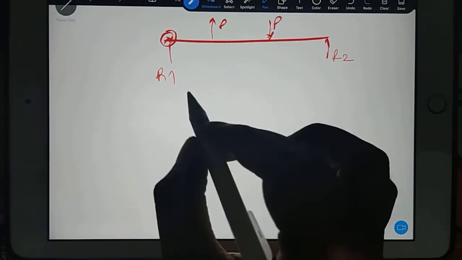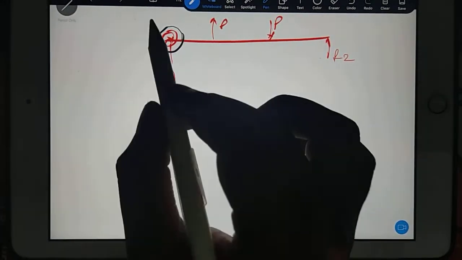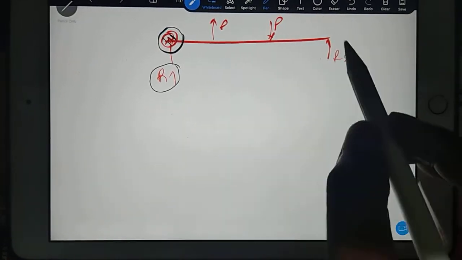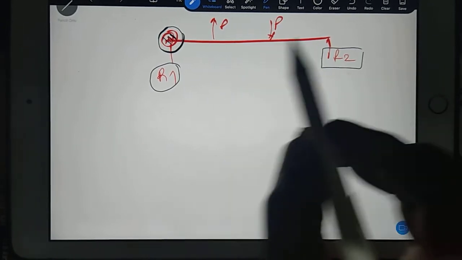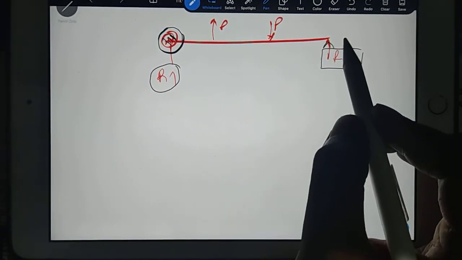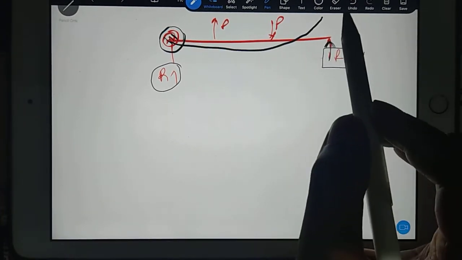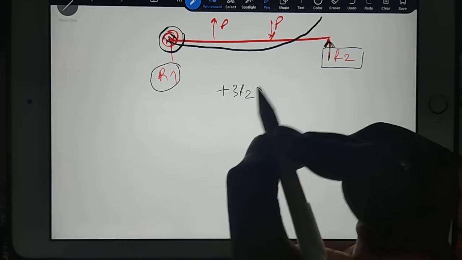How can we calculate the moment? I'm trying to calculate the moment about this point. If you find the moment about this, then of course the moment because of R1 will be 0. It means you will be finding out the value of R2 from the equation. How can we do that? You see, what is the nature of the moment produced because of R2? R2 will bend the beam like this, which will make sagging. Sagging means positive. So plus 3 R2 into L.